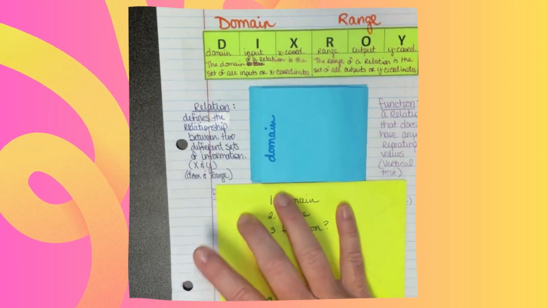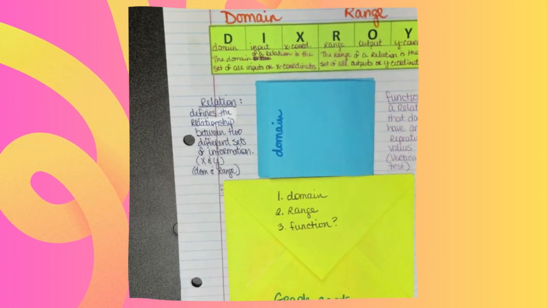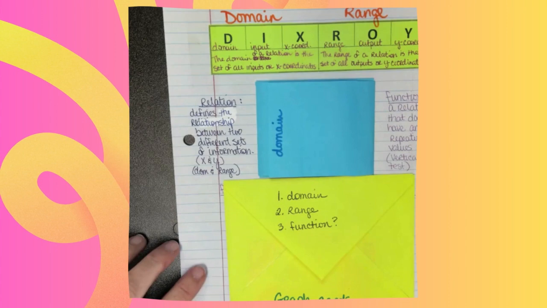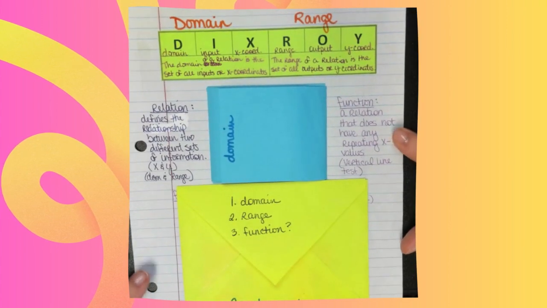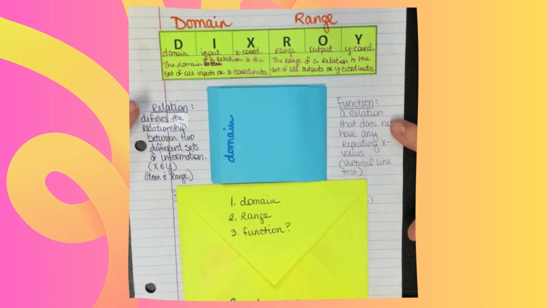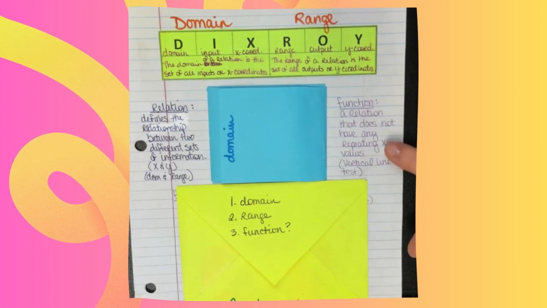Okay, usually that is how we're going to apply the definition of relation. The other definition I need you guys to add is for function. A function is a specific kind of relation that does not have any repeating x values used.